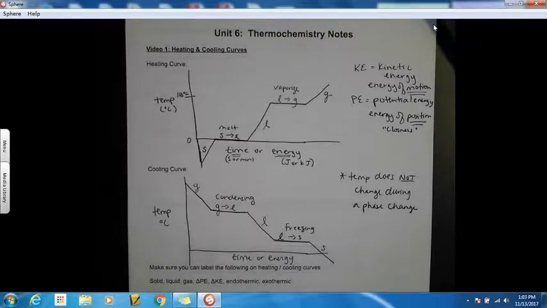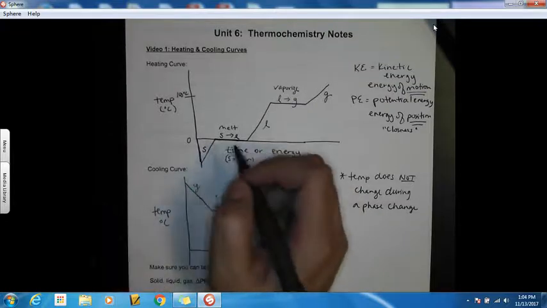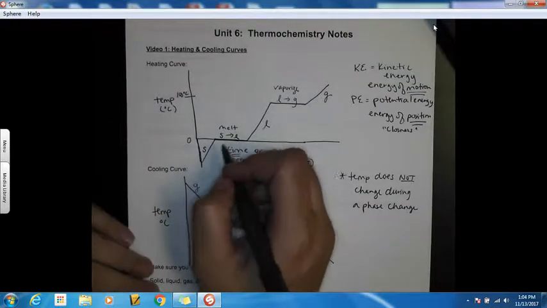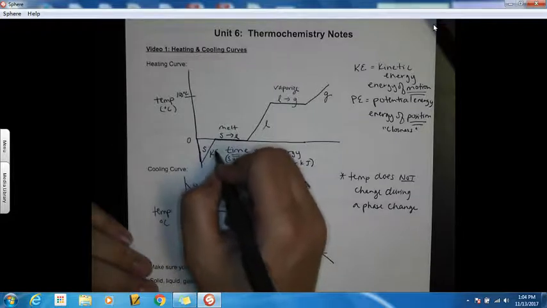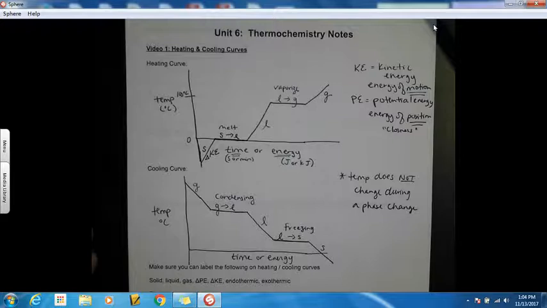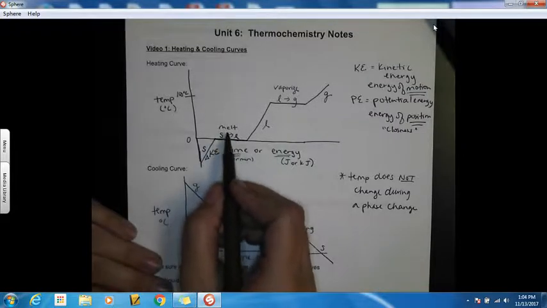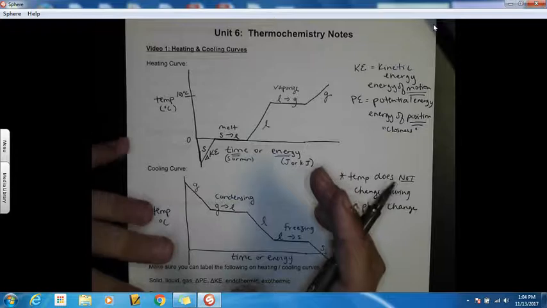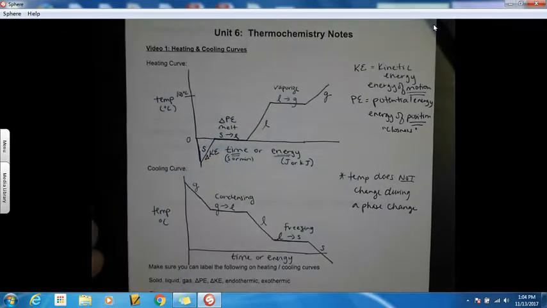Okay? So on our cooling curve and heating curve here, when the temperature changes, if we recall the definition of temperature, it is the average kinetic energy. And so when our temperature is changing, we have a change in kinetic energy. And I use a little delta sign to represent change. When we're melting, remember the molecules are coming apart from each other, right? And so here we're going to have a change in potential energy because the position is changing.